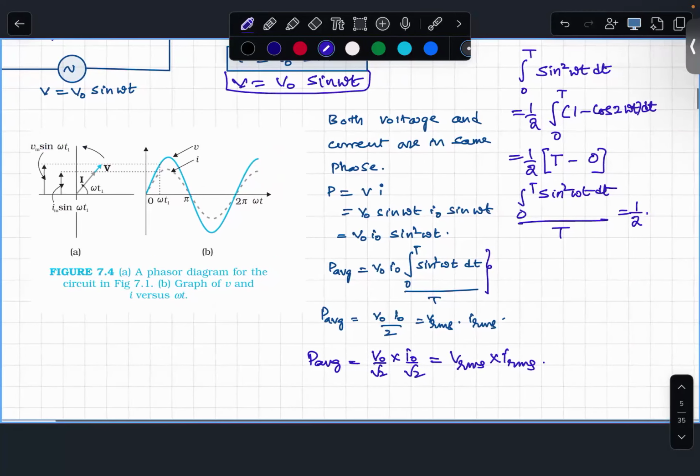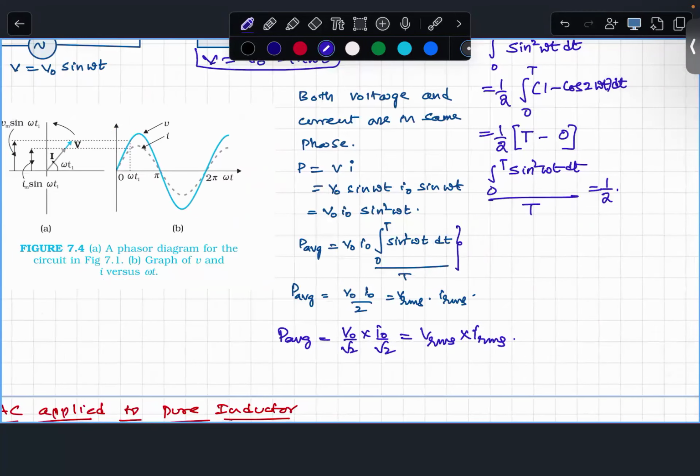Because I have identified 2 as root 2 into root 2. V naught by root 2 into I naught by root 2. V naught by root 2 is the RMS value, I naught by root 2 is the RMS value.